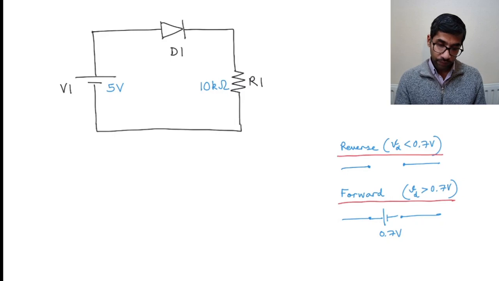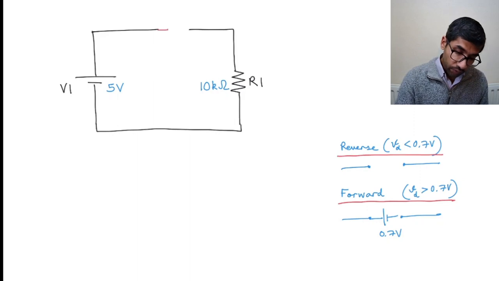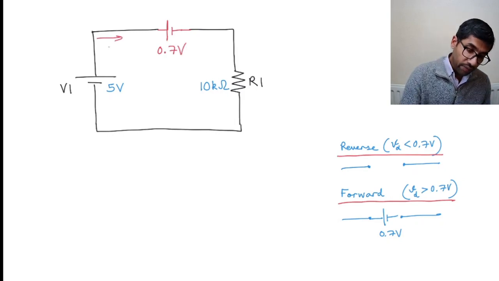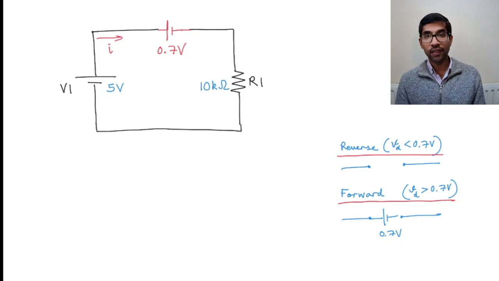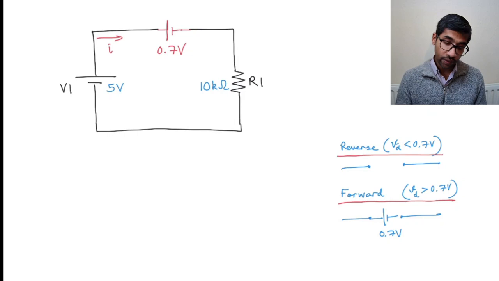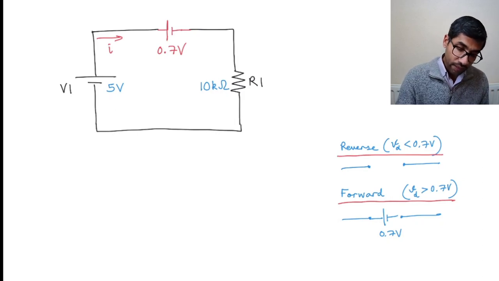So in the forward bias, I can replace this diode with a voltage source of 0.7 volts, right? So this voltage source is 0.7 volts. Now, if there is a current I flowing through the circuit at that time, the current is going to flow in the forward direction, right? So what is the current? How would you calculate that? You can calculate that by writing the KCL equations, right?